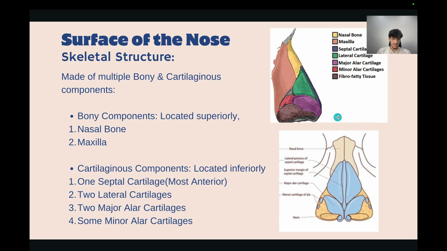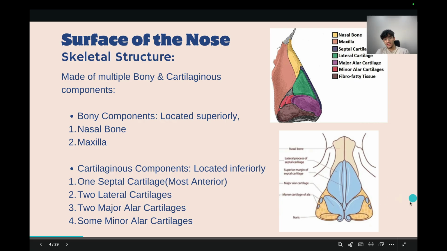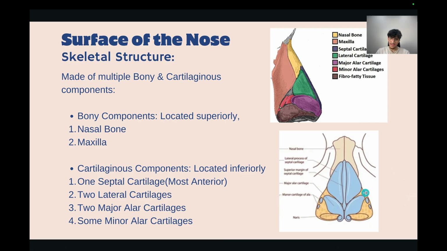Next, we have the skeletal structure. It's made of multiple bony and cartilaginous components. Now, the bony components, they're superior, and they're the nasal bone and maxilla. For the cartilaginous components, we have the septal cartilage, two lateral cartilages, two major alar cartilages, and some minor alar cartilages, 6 to 8. It's not important.